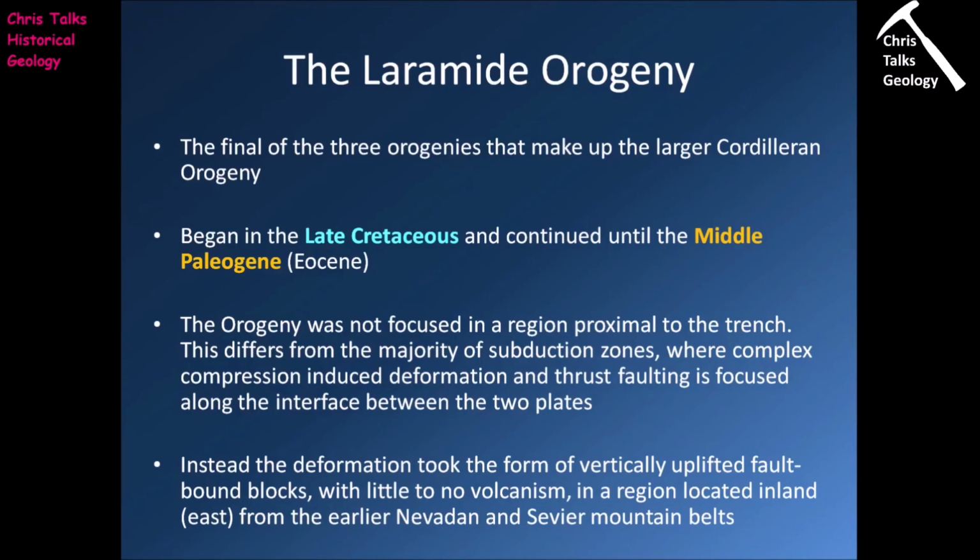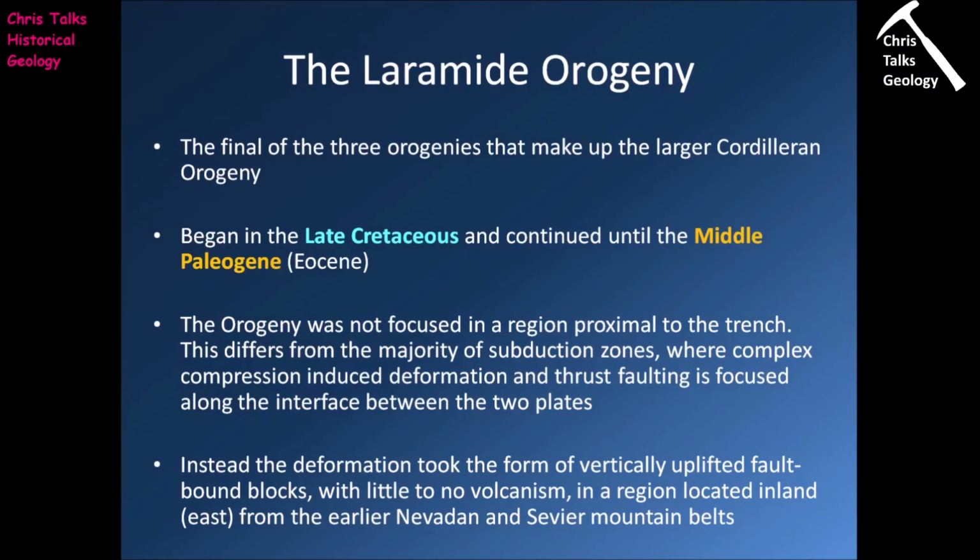Now, once again, the Nevadian and the Sevier Orogenies were associated with volcanism. The Laramide Orogeny is not. So we don't really see much in the way of volcanic activity during the Laramide Orogeny. We also see that in terms of deformation, we lose the tight folding that we get with the Nevadian and Sevier Orogenies, and instead the folding we get with the Laramide Orogeny is more open and gentle, so you get these quite broad folds. And of course, as we've already touched on, the region which is being deformed as part of the Laramide Orogeny has moved even further to the east.